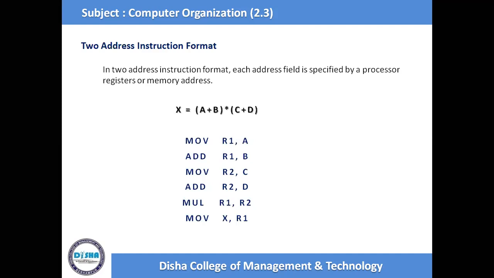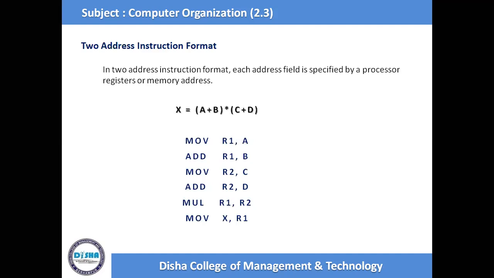In two address instruction formats we need at least two addresses, maybe the processor register or maybe the memory address. If you compare the two address instruction format and the three address instruction format, then the three address instruction format program size is compact, or it is a short program as compared to the two address instruction format.